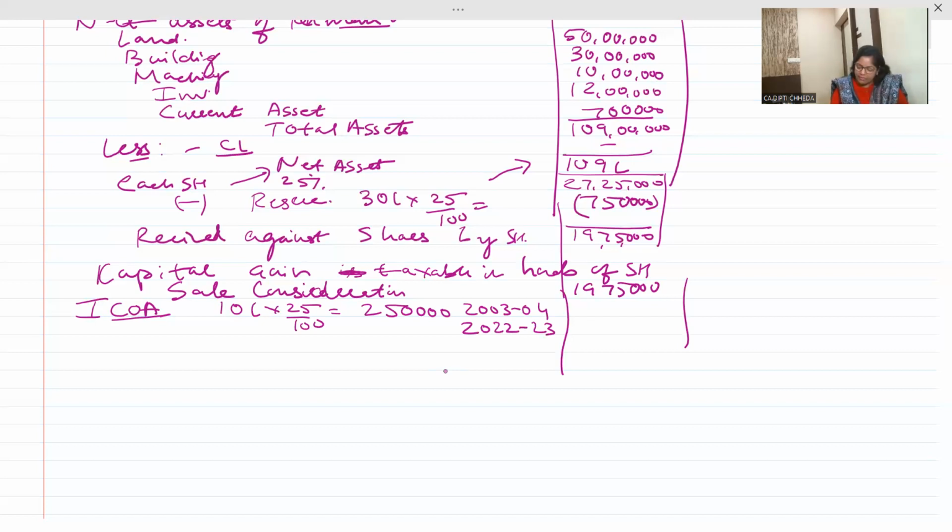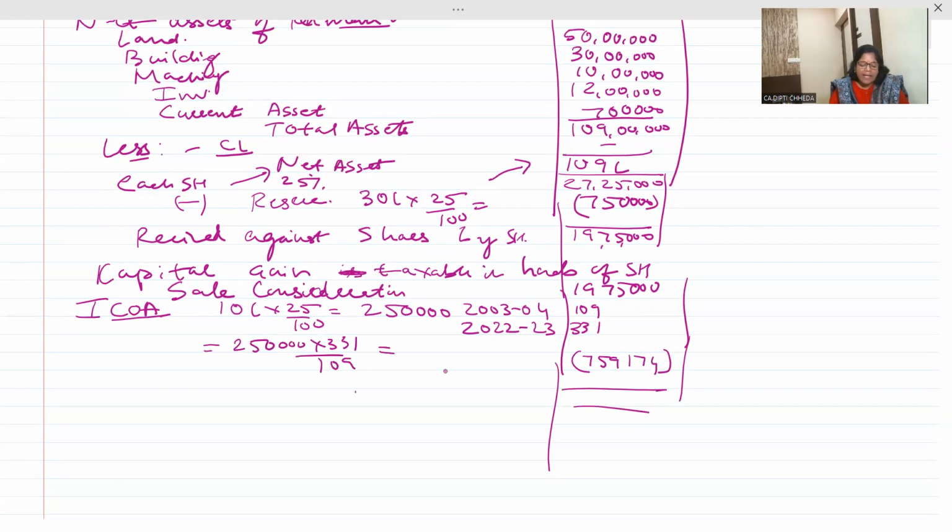250. 2003 and 4, what is the index rates? Check. 109. 22, 23, it is 331. So what was available in 109 has become 331. 250 into 331 divide by 109. आ गया? 7,59,174. And whatever they get, this is called as long-term capital gain because the shares are held for more than 12 months. Private company है तो more than 2 years.